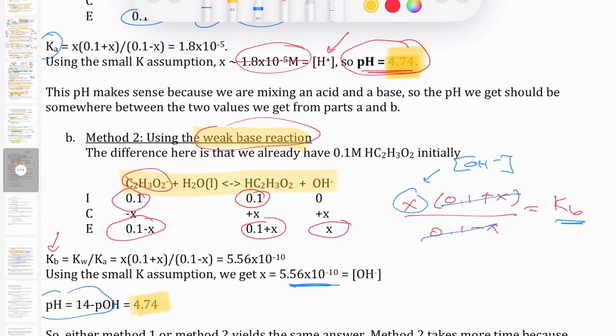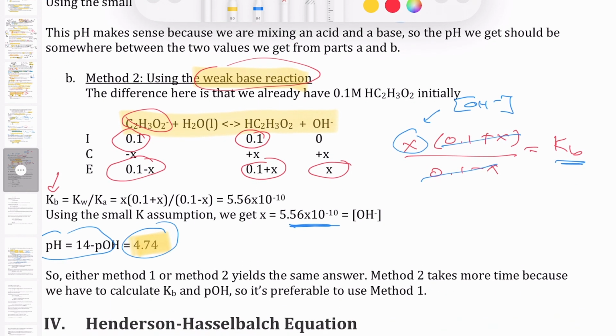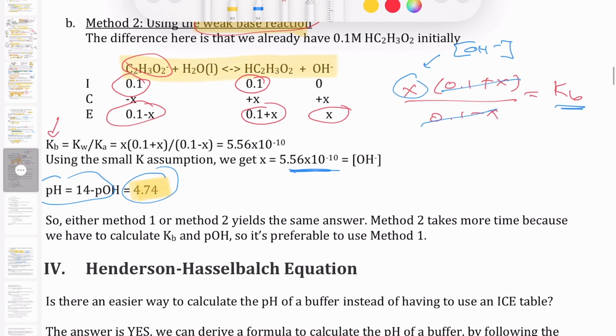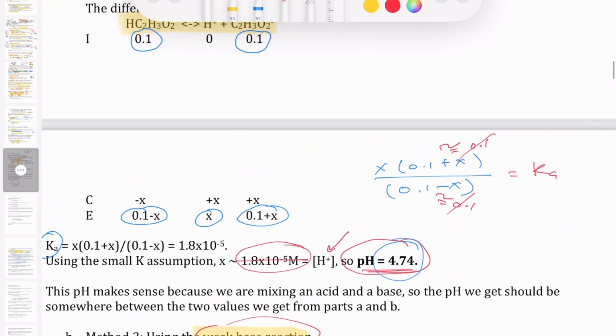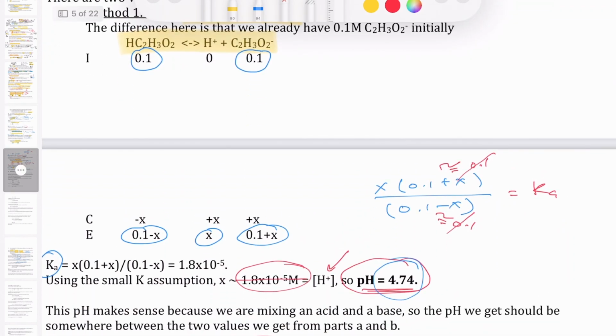Look, previously we got 4.74 for the pH of the buffer. Now we get 4.74 again. So we have to get the same number. We can't get different numbers when we're using different methods because we're calculating the same solution, right? So either method 1 or method 2 gives you the same answer. Method 2 takes a little bit more time because you're actually calculating OH minus, and then you have to convert that OH minus to pH. And you're also using Kb instead of Ka. Given these two choices, it'd be easier to use method 1.